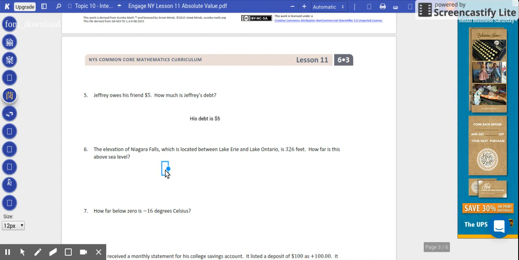Okay, number 6 says the elevation of Niagara Falls, which is located between Lake Erie and Lake Ontario, is 326 feet. Notice it says elevation, so that would mean positive. And it says how far is this above sea level? So they use the words elevation, and they use the word above to let you know that this is going to be a positive 326. So to answer the question, it is 326 feet above sea level.